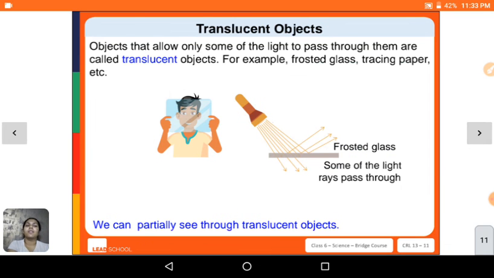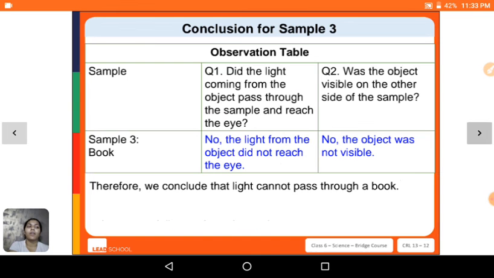And the second one is objects that allow some light to pass through them are translucent objects. For example, frosted glass, tracing paper, plastic bags, etc. Through them we can see some particles. We cannot see it clearly, but it is partially visible. So they are translucent objects. We can see clearly through transparent objects, and we cannot see anything through opaque objects, right?